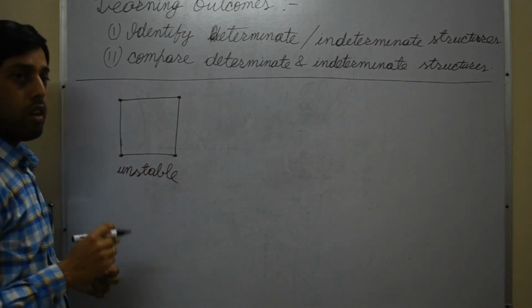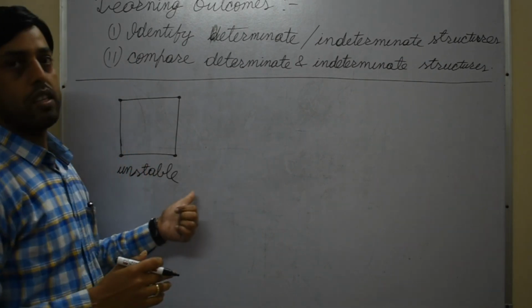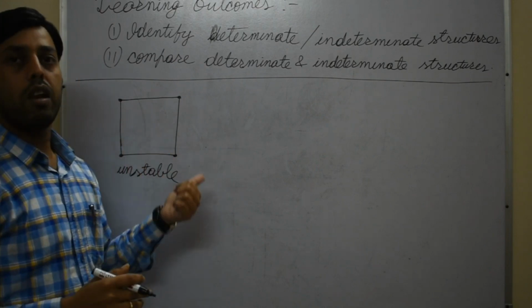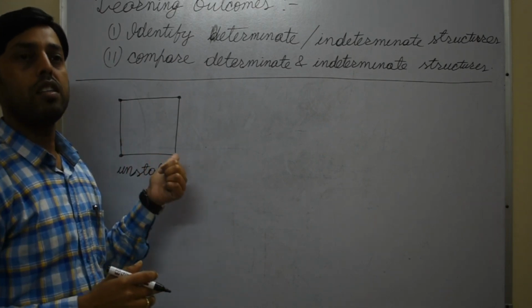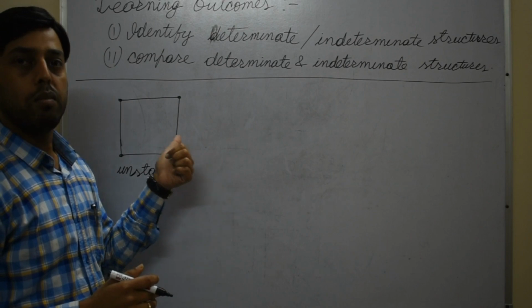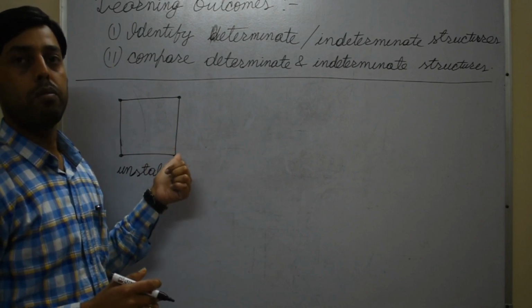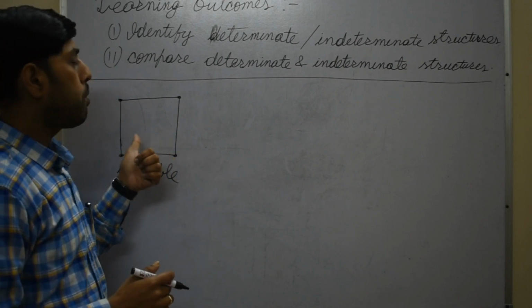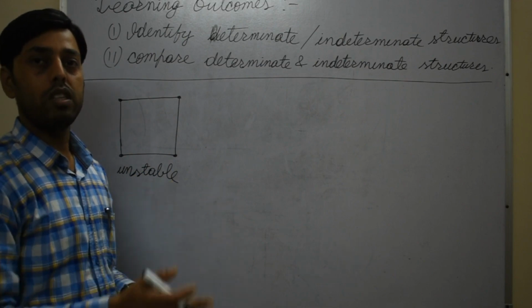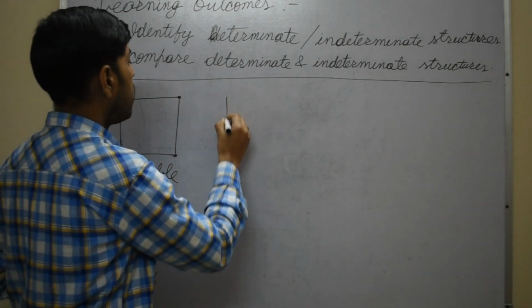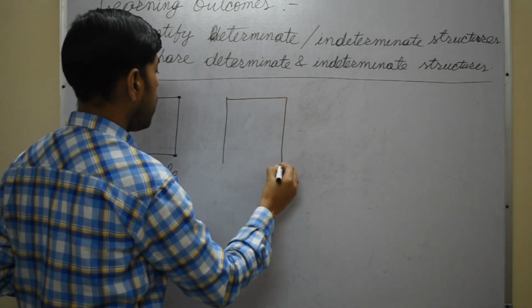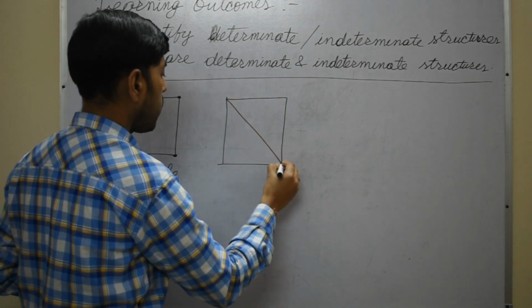This is not determinate and this is unstable, because in order to stabilize its own geometry, it needs at least 5 members, but we have provided only 4 members. So using the 4 members, this type of geometry cannot be stabilized. Now I am adding one diagonal element.